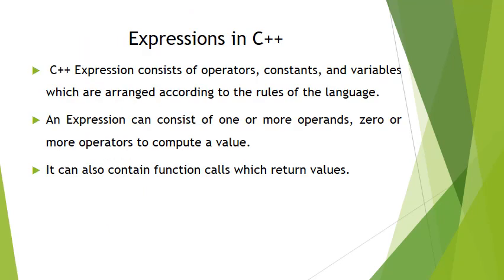Now I am moving on to the next topic, expressions in C++. What is an expression in C++? An expression is a combination of operators, constants, and variables which are arranged according to the rules of the language. An expression may consist of one or more operands, zero or more operators, and finally it will compute a value.